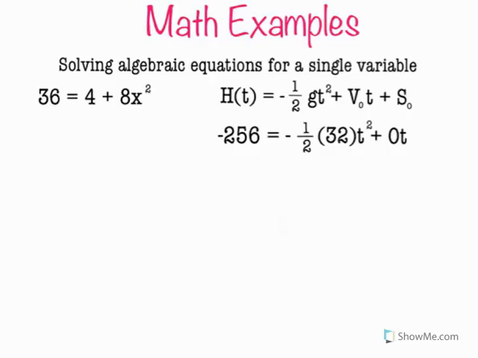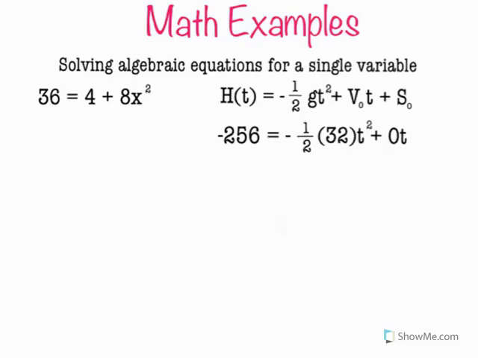Solving algebraic equations for a single variable. The objective of solving algebraic equations is to isolate the variable to one side of the equation in order to solve and obtain the answer on the other side. The key to doing this is to remember that whatever you do to one side of the equation, you must do to the other. Let's examine the equation below.